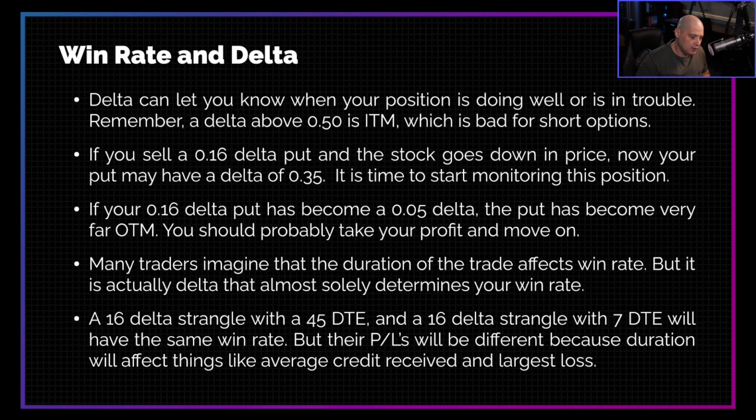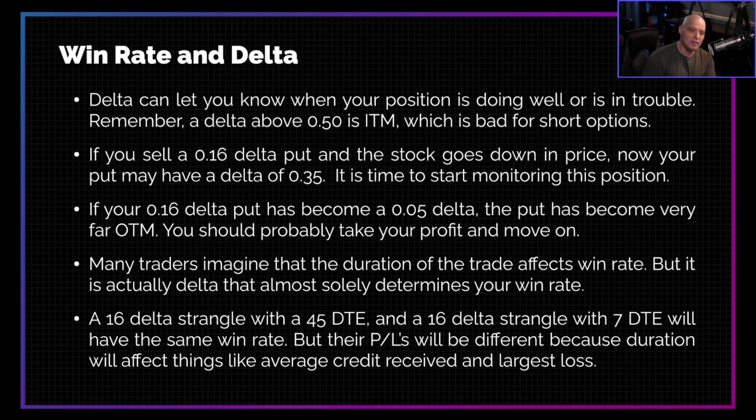Another nice use case for delta is that delta lets you know when your option position is doing well or if it's in trouble. Remember, delta above 50 means your option is in the money, which is good for long options. It's bad for short options. So you always want to focus on that 50 delta, right? If it's above 50, in the money. If it's below 50, it's out of the money. And so depending on whether you're long or short the options, that could be a good thing or a bad thing. For me, I mostly sell options. So anything that is above 50 is an option that's in the money. It's in trouble, right? That's an option I need to be paying attention to.